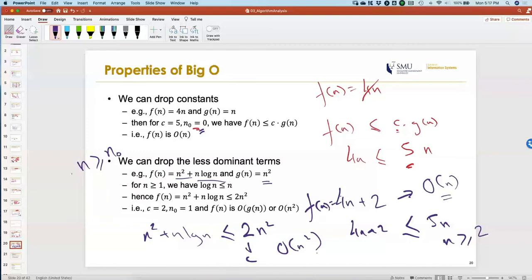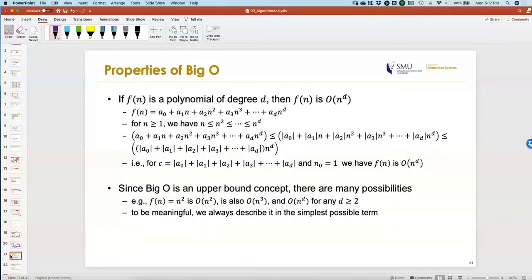Okay, so for the big O, one more case is that of the polynomial. When you have a polynomial form, you can just keep the highest degree, and even so, you can drop the coefficient. So in this case, you have f(n) equals a0, and so on until a_d n^d. Now, the coefficients, the a's, can either be positive or negative.